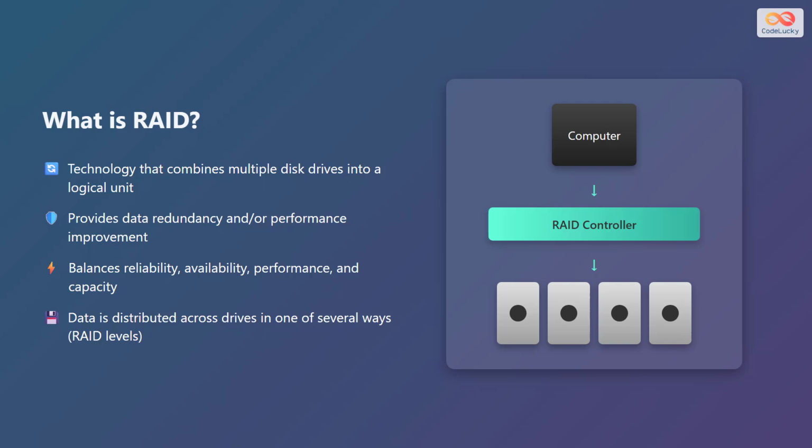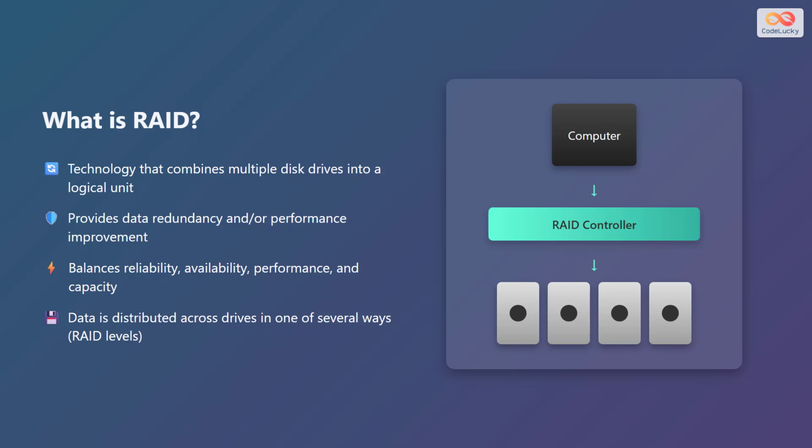So, what exactly is RAID? Simply put, it's a technology that combines multiple physical disk drives into a single logical unit. This combination allows for data to be distributed and managed in a way that offers several key benefits. These benefits include data redundancy, which means that data is duplicated or distributed in a way that protects against data loss in case of drive failure. Performance improvement: by spreading data across multiple drives, RAID can significantly increase read and write speeds.